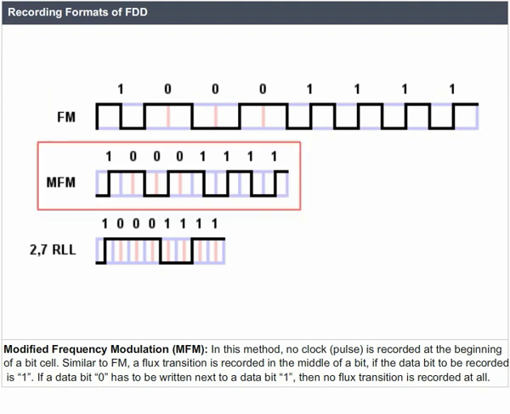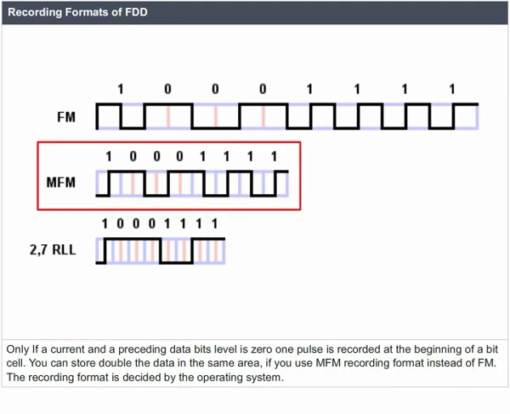Modified frequency modulation, MFM. In this method, no clock pulse is recorded at the beginning of a bit cell. Similar to FM, a flux transition is recorded in the middle of a bit if the data bit to be recorded is 1. If a data bit 0 has to be written next to a data bit 1, then no flux transition is recorded at all. Only if the current and the preceding data bit levels are 0, one pulse is recorded at the beginning of a bit cell. You can store double the data in the same area if you use the MFM recording format instead of FM. The recording format is decided by the operating system.